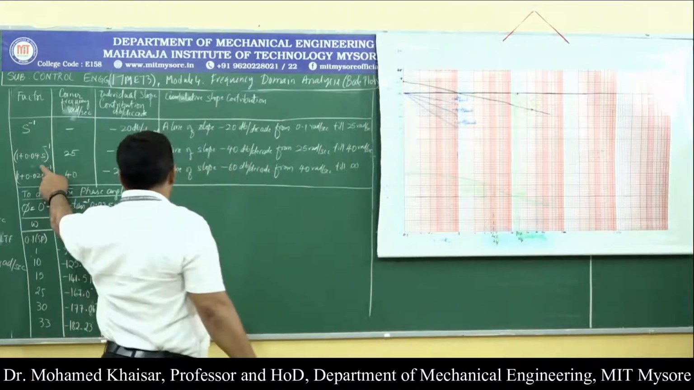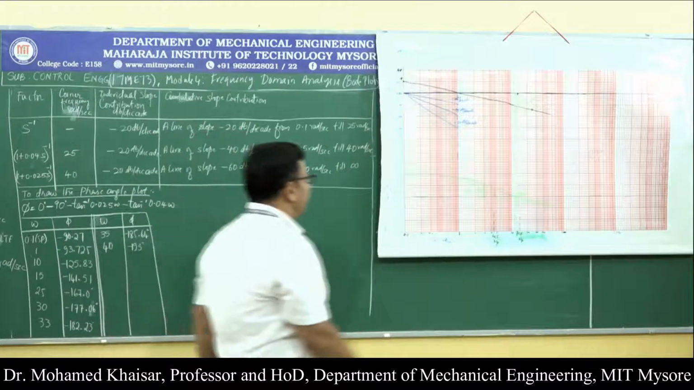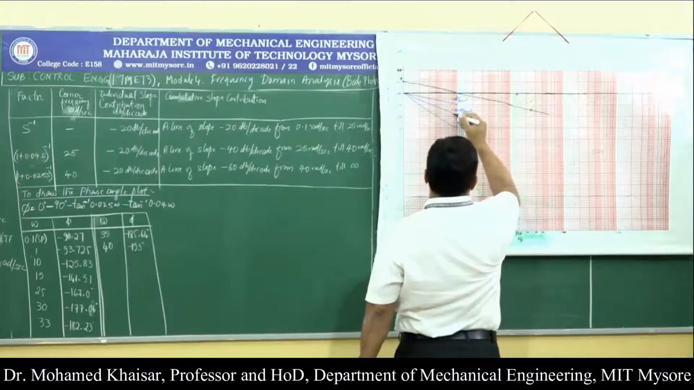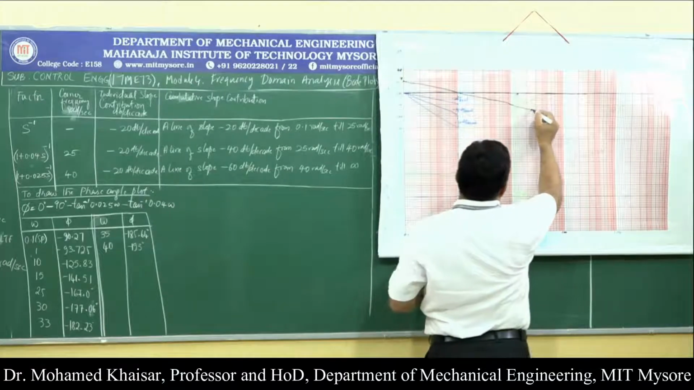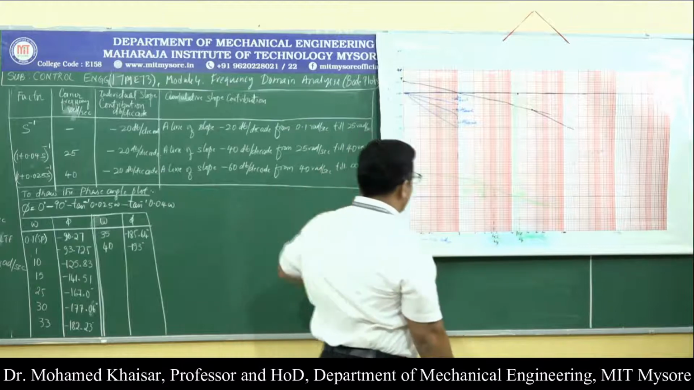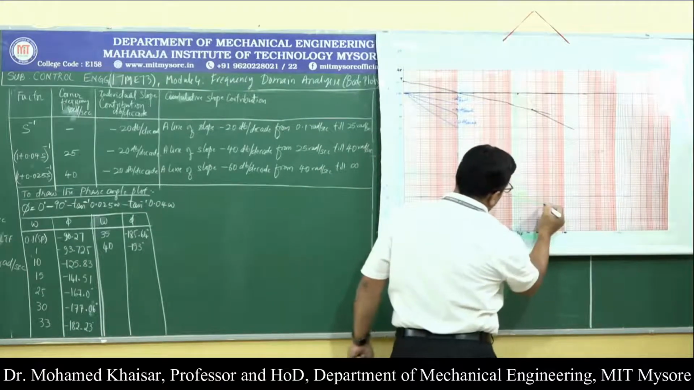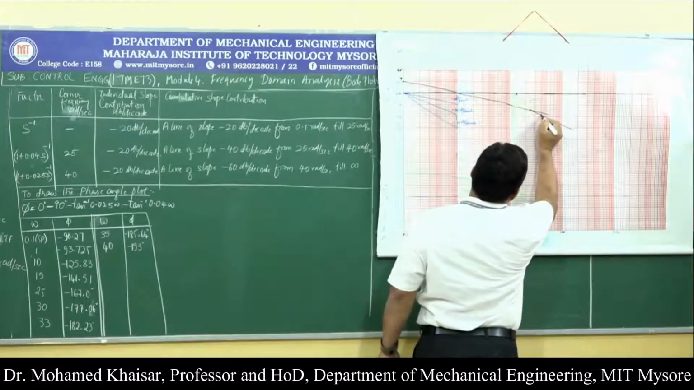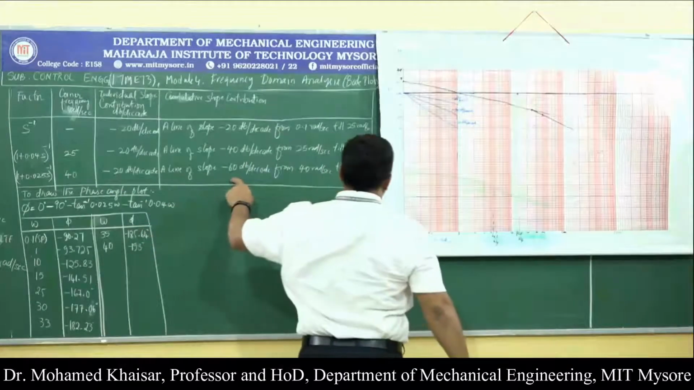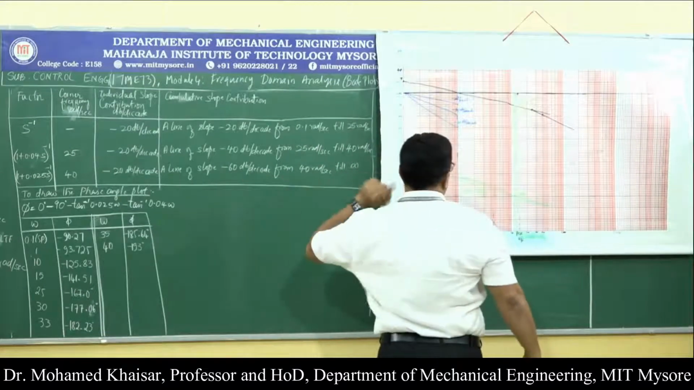Then for this factor, a line of slope minus 40 decibels per decade. From this point I need to draw a line parallel to this line, which means it will have a slope of minus 40 decibels per decade. Till when? Till 40 radians per second. So 40 radians is here, so till here. Then for this factor, a line of slope minus 60 decibels per decade till infinity.